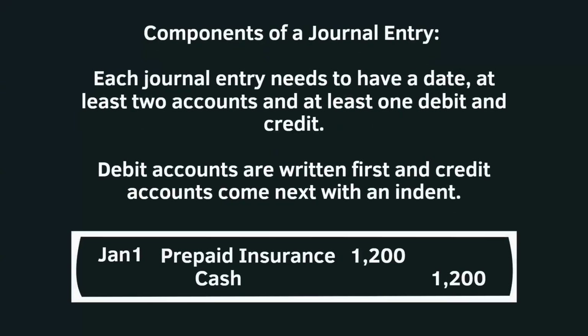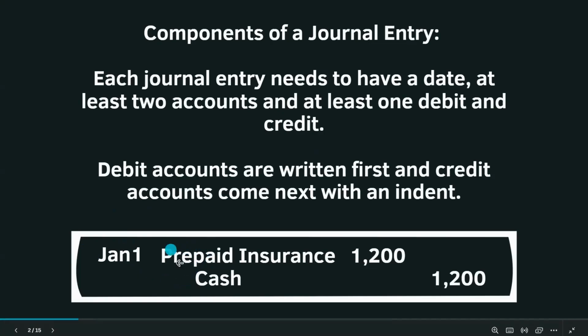There are certain components of a journal entry that you need to understand. Every journal entry needs to have a date, at least two accounts, and at least one debit and credit. The debit accounts are usually written first, and credit accounts usually come next with an indent. So this indent suggests that this is the account that's going to be credited. The journal entry has the date. It must include the date that the transaction happened.